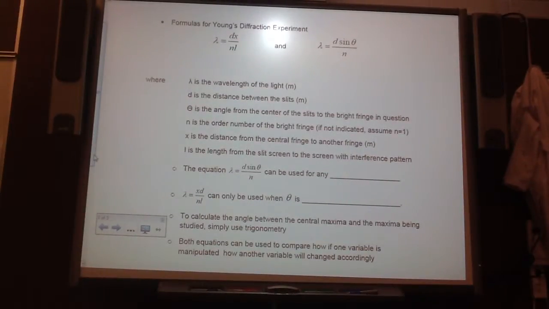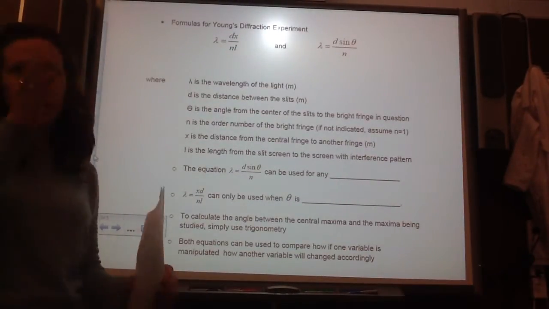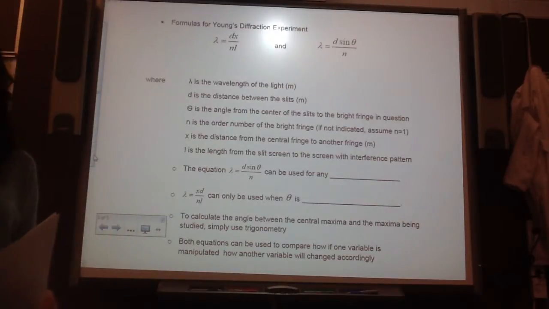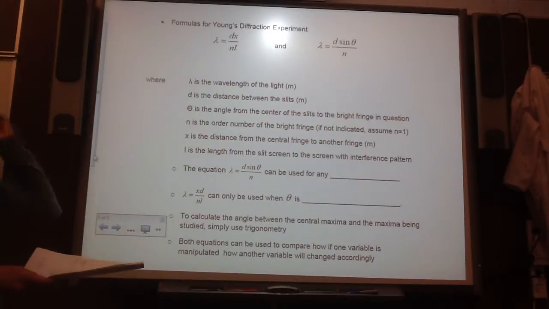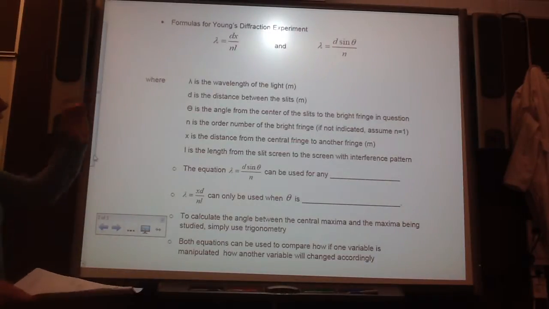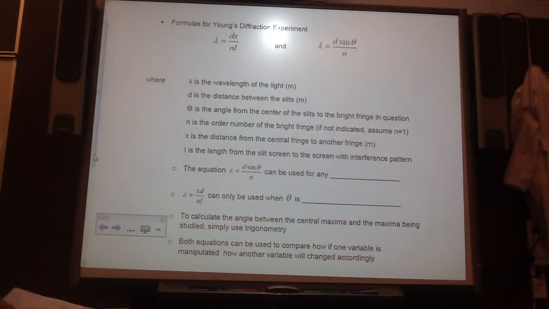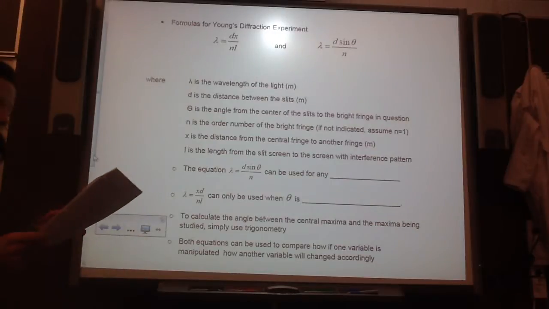D is the distance between the slits, so each one of those slits is small, and it's generally really small. Theta is the angle from the center of the slits to the bright fringe. N is the order number of the bright fringe. X is the distance from the central fringe to another.